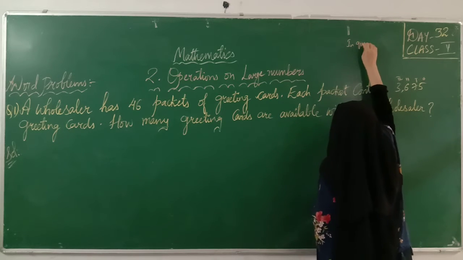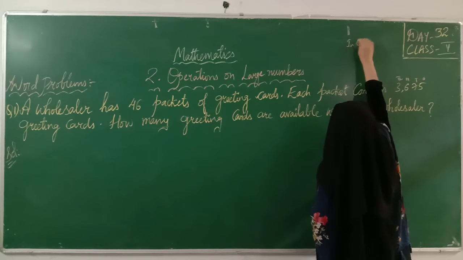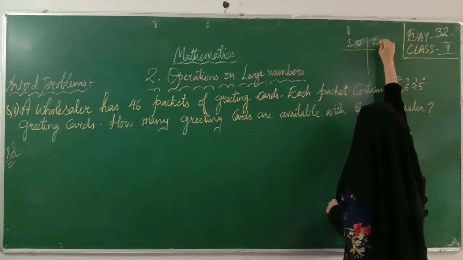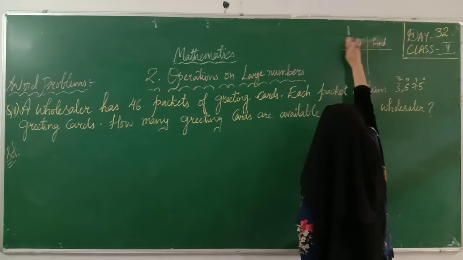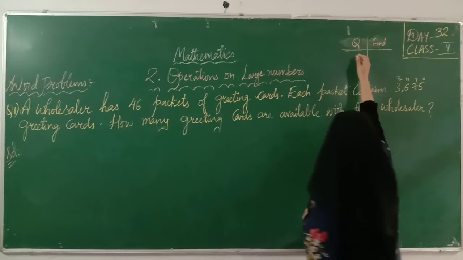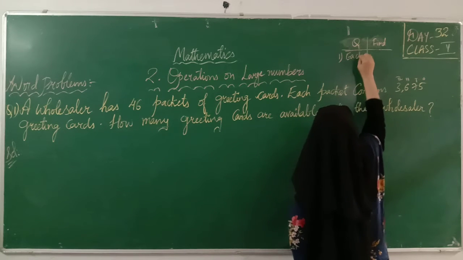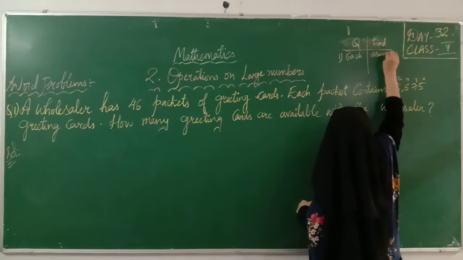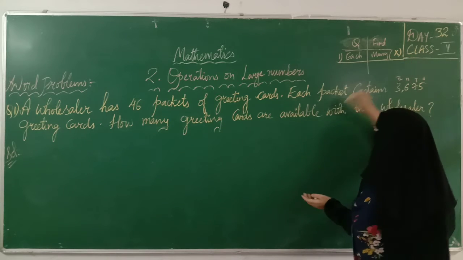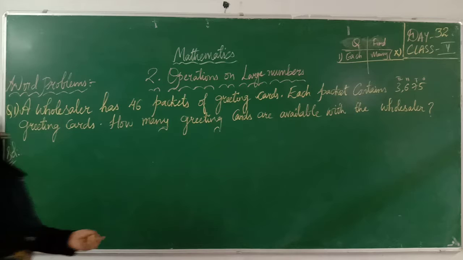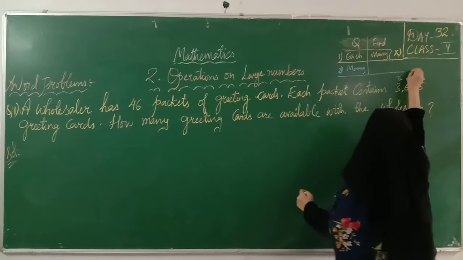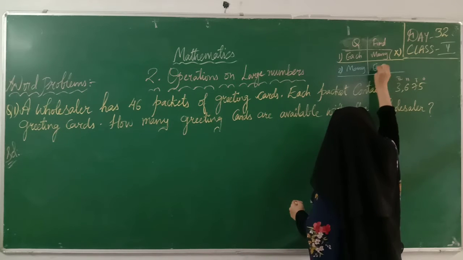In the question I am writing only Q, and we have to find, I'll write here only Q. Q means question, right? If in the question they give each and you have to find many, in that case you have to do multiplication. If in the question they give many and you have to find each, you have to do division.